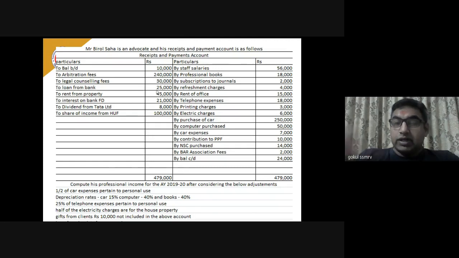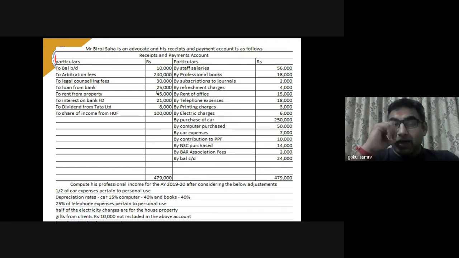Now you have to consider all that. Those are your receipts. Try to find out which one relates to profession. Balance brought down, ignore that. Arbitration fees, definitely part of professional receipts. Arbitration is nothing but your legal fees, 2,40,000. Legal counseling fees, definitely part of profession. Professional receipts can be added.